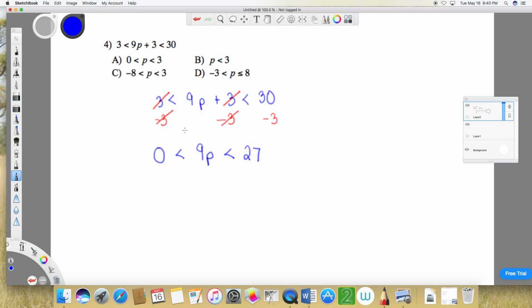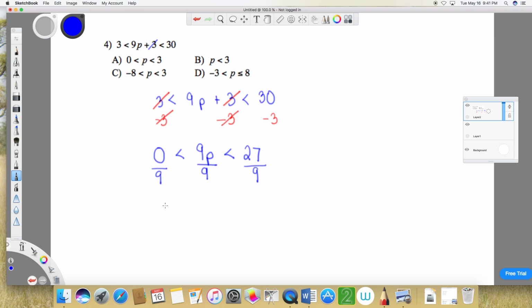So we almost have the p by itself. We managed to get rid of this term of 3. So now to get rid of the 9, we need to divide by 9. Now, when I divide by a positive number, I don't have to worry about flipping the direction of this inequality. But if I divide the middle by 9, I have to make sure that I divide the smallest number and the largest number by 9 to keep that comparison the same.